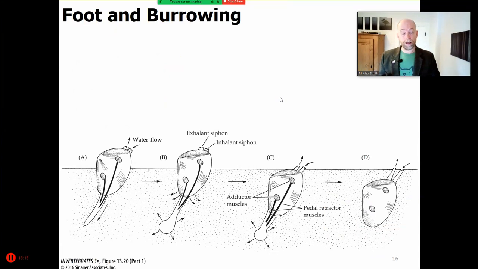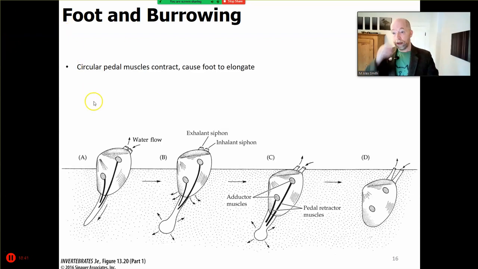Now the foot, that large tongue hanging in the mantle cavity, can be used to anchor and to move around. Some bivalves, including scallops like we just saw with their 200 eyes, can actually use those adductor muscles to bellow the valves open and shut and swim. And perhaps you've seen video of that.